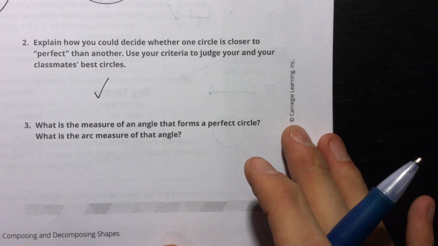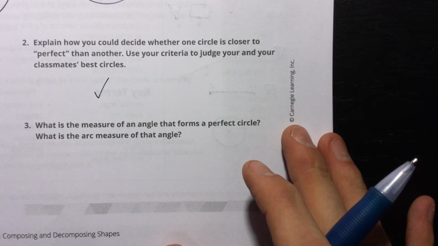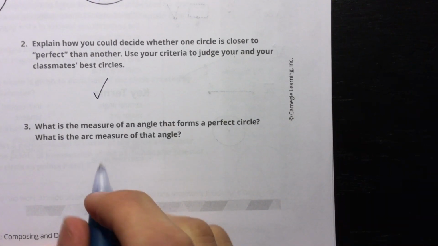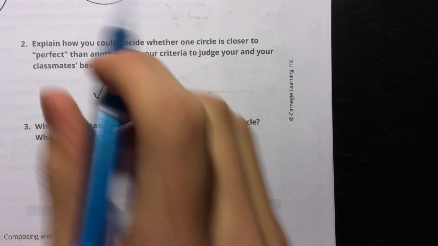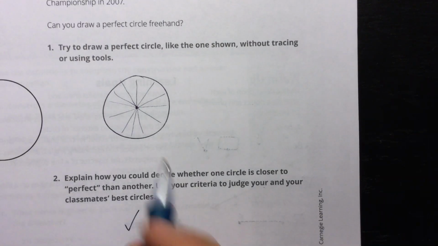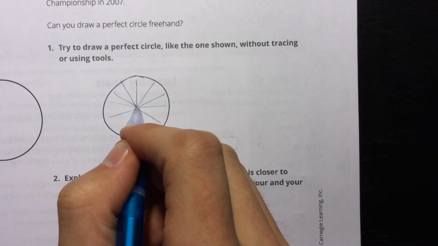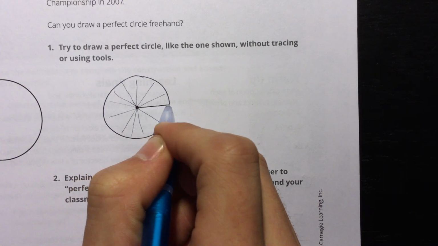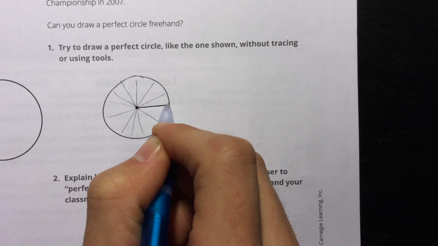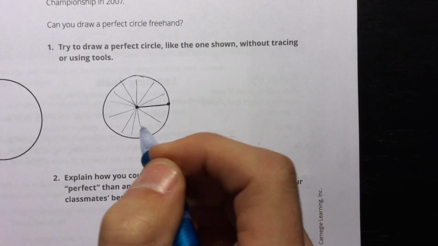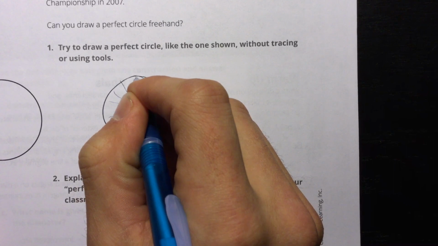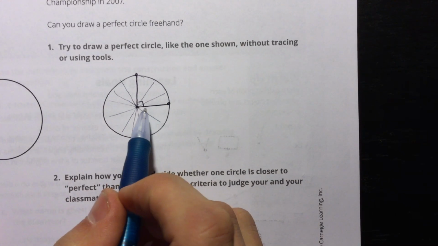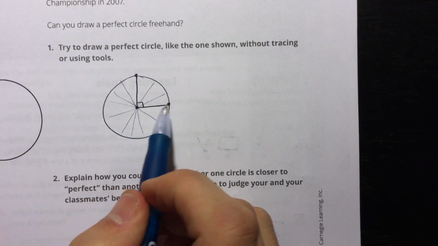What is the measure of an angle that forms a perfect circle? What is the arc measure of that angle? Okay, so what is the measure of an angle that forms a perfect circle? Well, let's say that this center is the vertex of my angle, and let's say this is one side of my angle. If I made a 90-degree angle, that'd be straight up and down right here. So this would be 90 degrees, and obviously 90 degrees is not what would create a perfect circle.